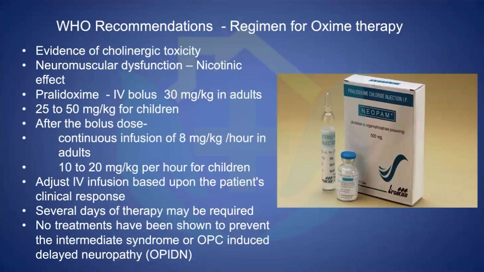Evidence of cholinergic toxicity, neuromuscular dysfunction: pralidoxime dose IV bolus 30 milligram per kg in adults or 25 to 50 milligram per kg in children. After the bolus dose, continuous infusion 8 milligram per kg per hour in an adult or 10 to 20 milligram per kg per hour for children. Adjust the IV infusion based upon the patient's clinical response. Several days of therapy may be required. No treatment has been shown to prevent the intermediate syndrome or OPC-induced delayed neuropathy.